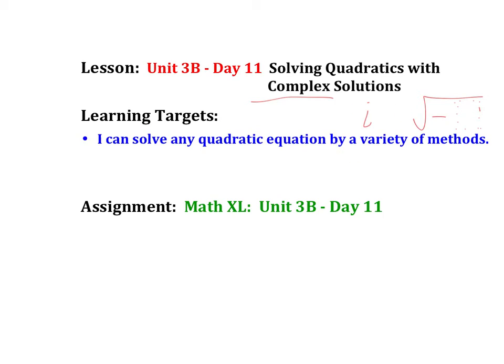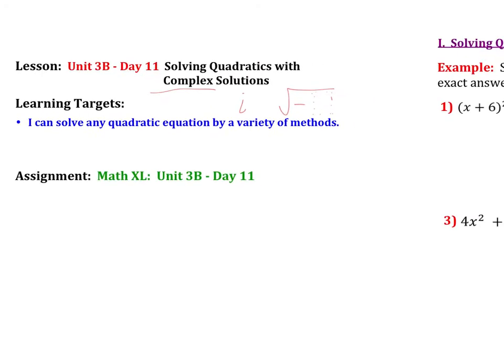Whenever we're solving quadratics, we're really finding the x-intercepts. If our result gives us an imaginary result, that means there are no x-intercepts, so it's a parabola that never hits the x-axis. All right, so let's get started.